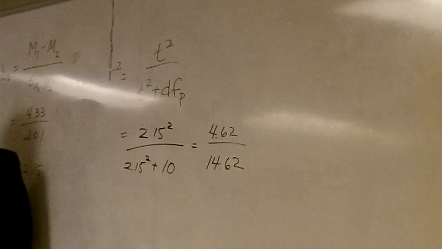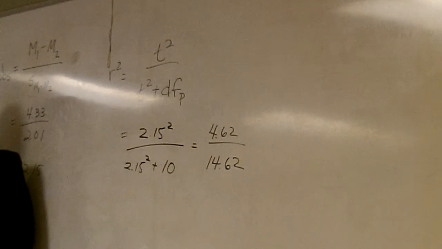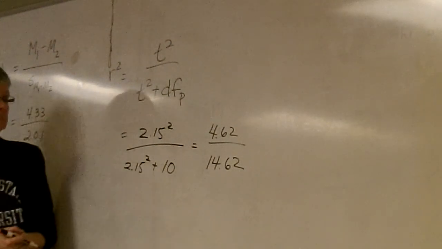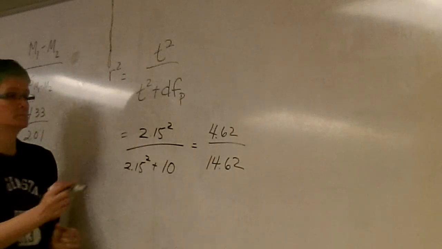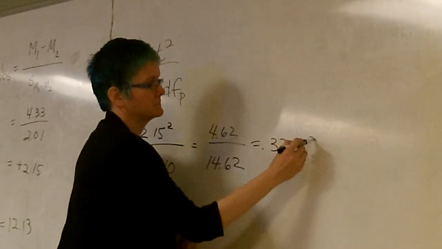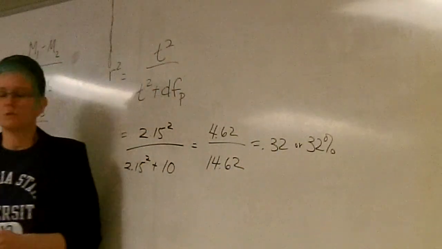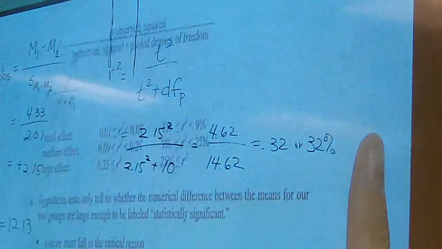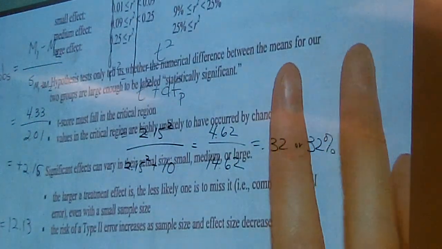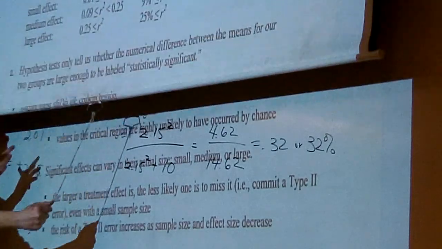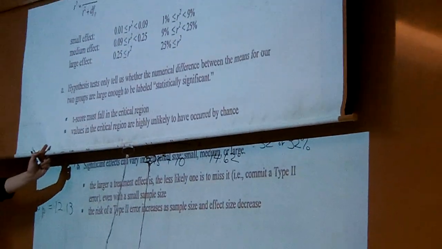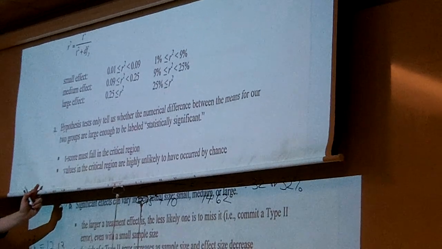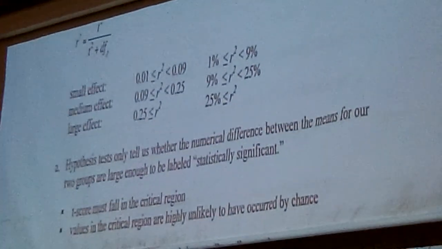Okay. So what is 4.62 divided by 14.62? 0.32. Confirmation? Yes? So we have an R squared of 0.32, or 32%. Is that a small, medium, or large effect? Large, very large. Okay, so both of our measures of effect size gave us the same information. We have a very large treatment effect.